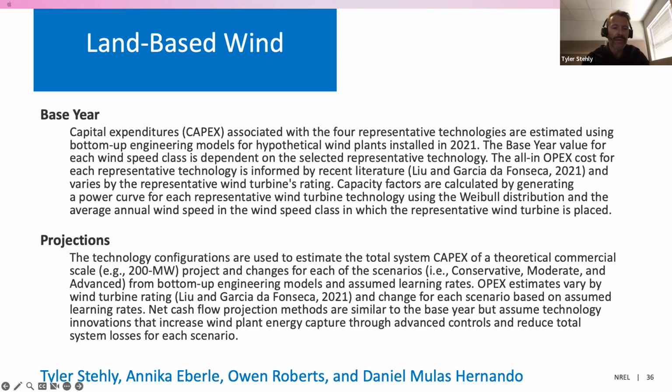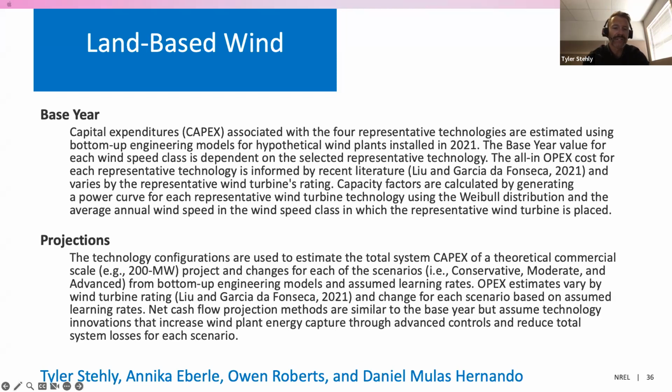So in the 2023 ATB, we introduced multiple wind turbine technology configurations, and they're each developed independently and separately, which allows for different technologies to be used within each scenario. So the scenarios now consider 4 different technology configurations, each with 3 different cost and performance projections.